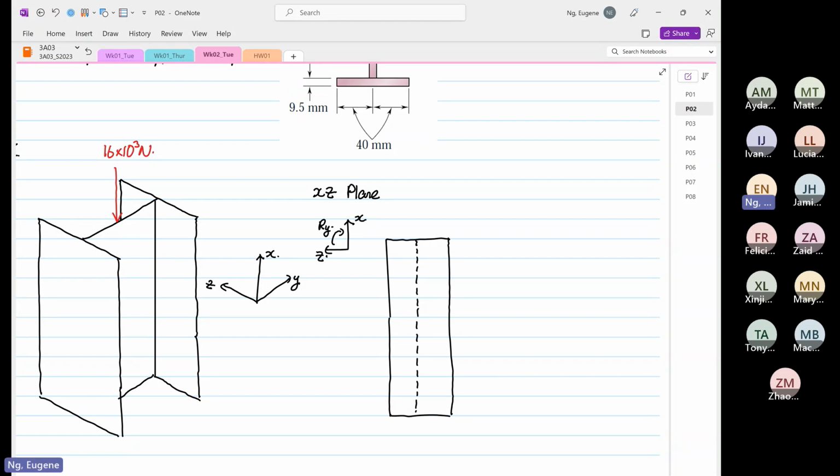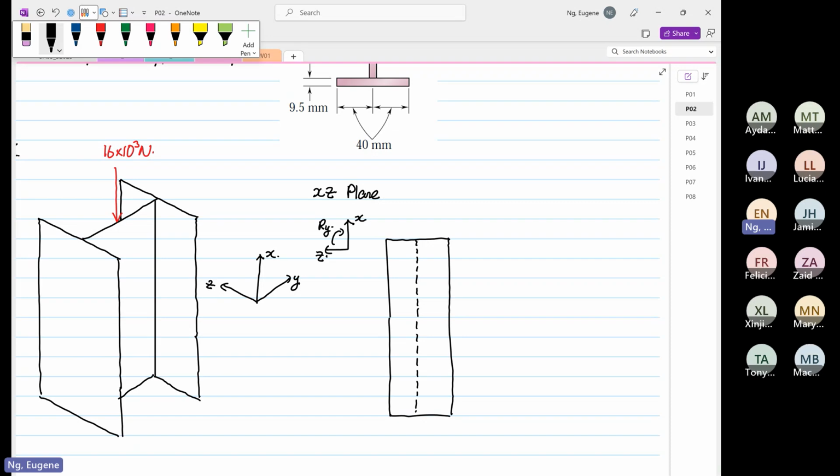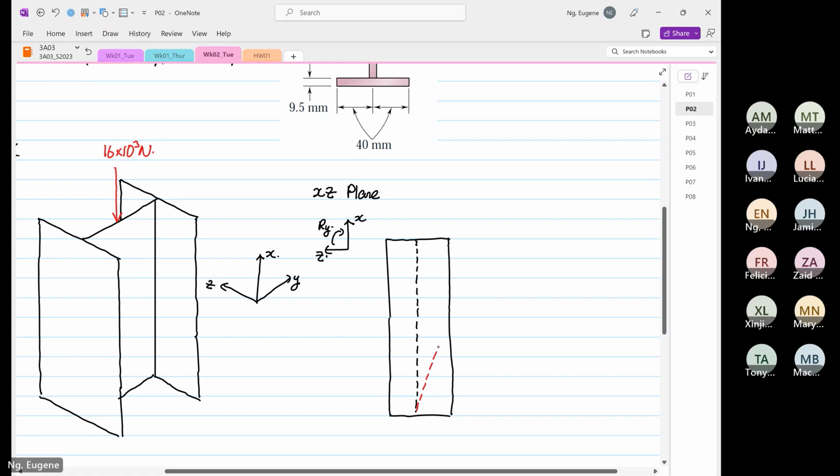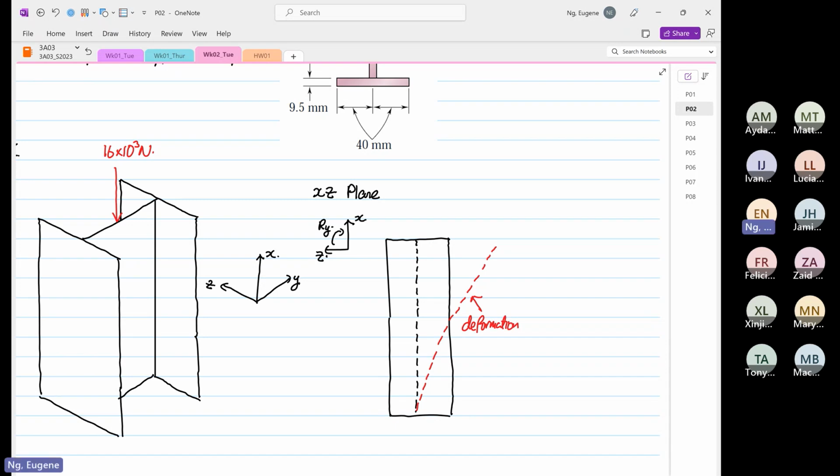The confusing thing is this. If this thing were to deform, it will deform in this direction. So I'm going to draw just the center part, how it will deform due to buckling. It's going to deform in this way. So this is the deformation, and the deformation is about the y-axis, or this rotation over here.